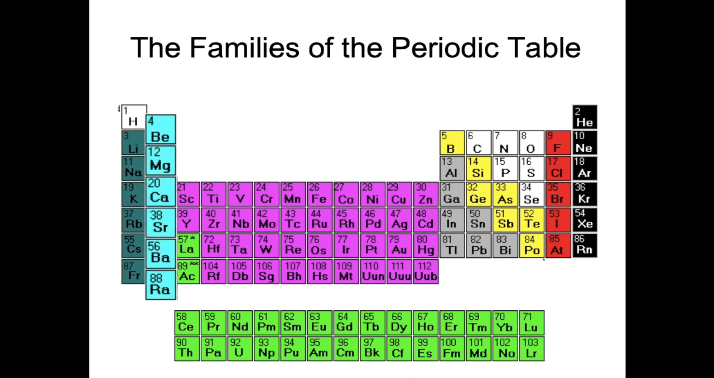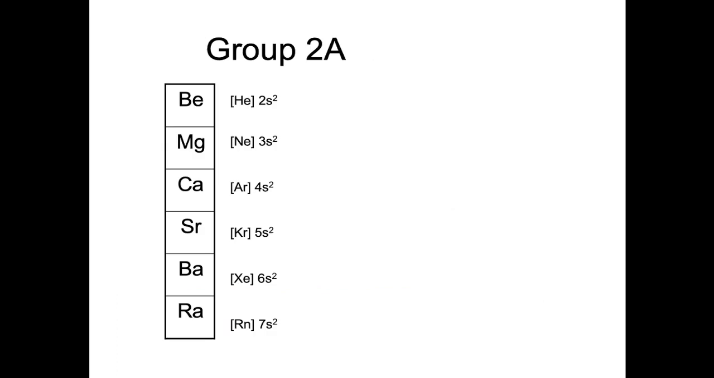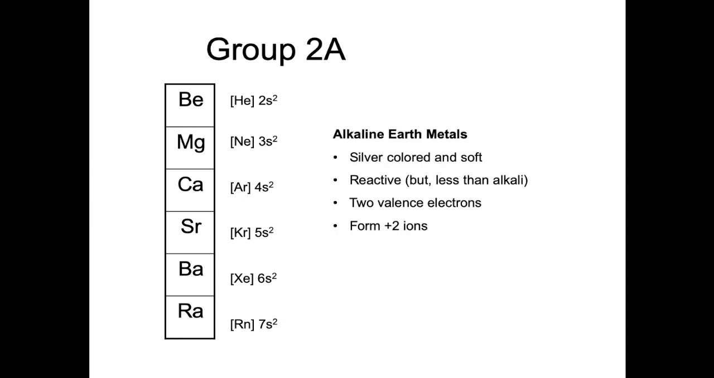Now let's look at our next group, Group 2A. All of these elements' electron configurations end with 2 electrons in an s orbital. They are known as the alkaline earth metals. They're all silver-colored and soft metals. They are reactive, but not quite as reactive as the alkali metals. They all have just 2 valence electrons and form +2 ions.